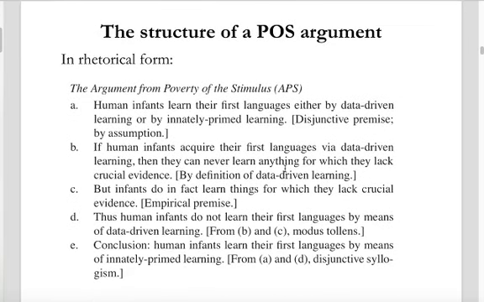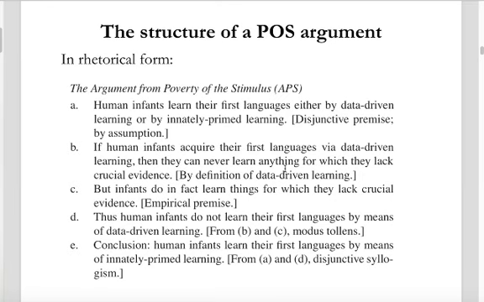Here, according to Pullum and Scholz, is what the structure of a poverty of the stimulus argument is like in rhetorical form. And so they're trying to split out each of the logical steps of the argument and even labeling them with their classical names from rhetoric for different kinds of logical moves. So here's their layout of the argument from the poverty of the stimulus, which they call APS. I'm calling it POS. Same thing.